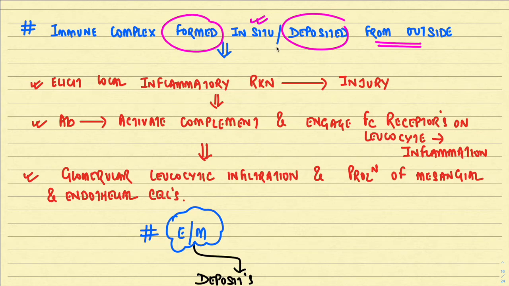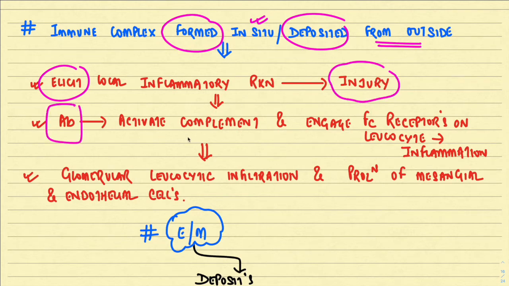In either case, whenever any kind of circulating immune complex is depositing, they are going to elicit a local inflammatory reaction that is going to trigger injury. So this antigen antibody complex, once it is formed, will activate the complement system and engage the Fc receptors present on the leukocyte. So they are going to trigger the process of inflammation.